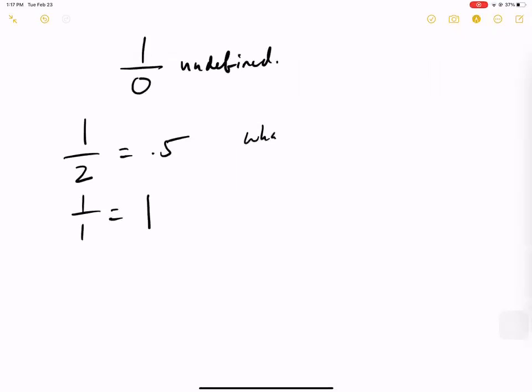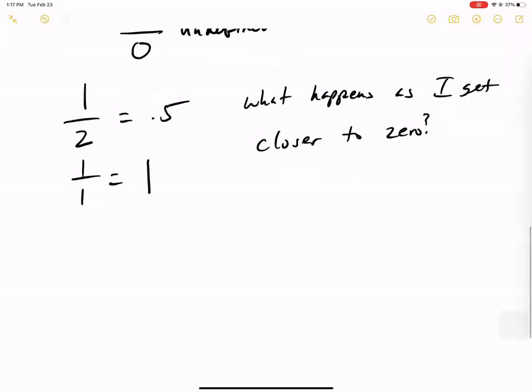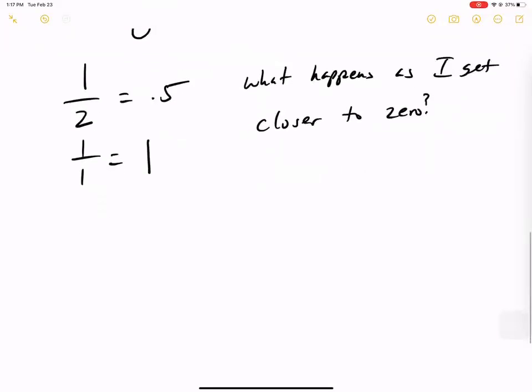What happens as I get closer to 0? And that is the big question. Sure, everyone my whole high school life has told me you can't divide by 0. Don't do it. But why? And why is it undefined and not no solution? Because I'd rather just say no solution. This is stupid. But it's undefined for a specific reason. And let's go ahead and keep going.